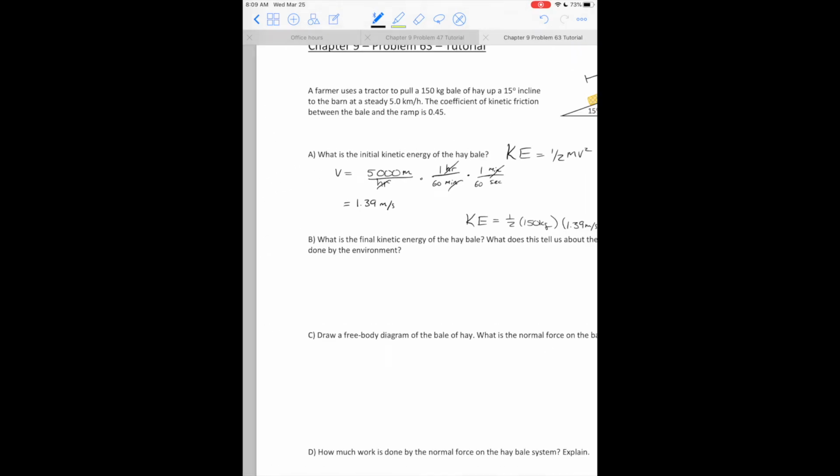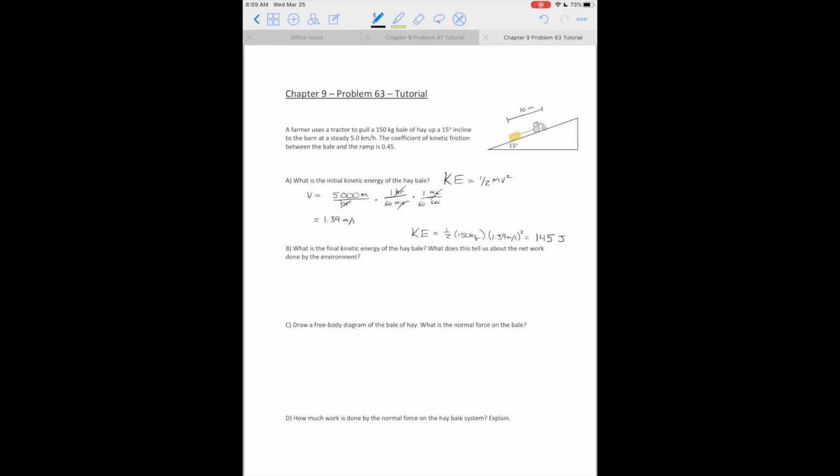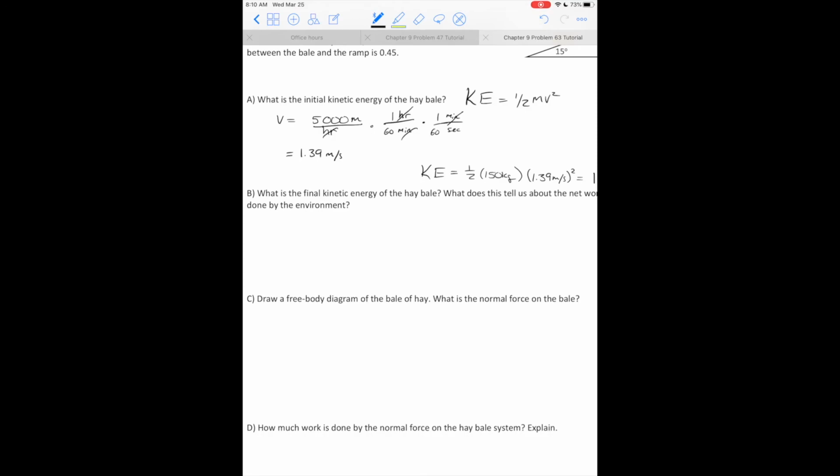What's the final kinetic energy? Like I said, there's no true initial and final position right now. So this is a little bit more general here. We're saying that I'm going at a constant, a steady 5 kilometers per hour. So the final kinetic energy equals the initial kinetic energy. That's what we're trying to show here, which equals 145 joules.